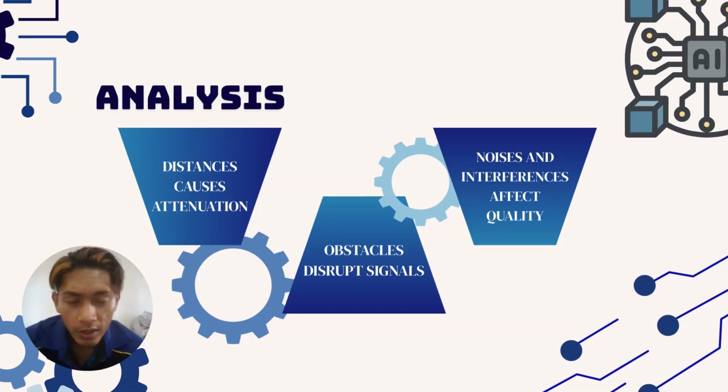My name is Akmal Hakim and I will do the analysis part. For the first one, there is distance and attenuation. As the distance between the transmitter and the receiver increases, the signal energy will diminish. Second one is physical obstacles. Barriers such as walls, metallic objects, or furniture disrupt the transmission path. And the third one is noise and interference. Electromagnetic interference, EMI, and noise from other electronic devices will degrade the signal quality.